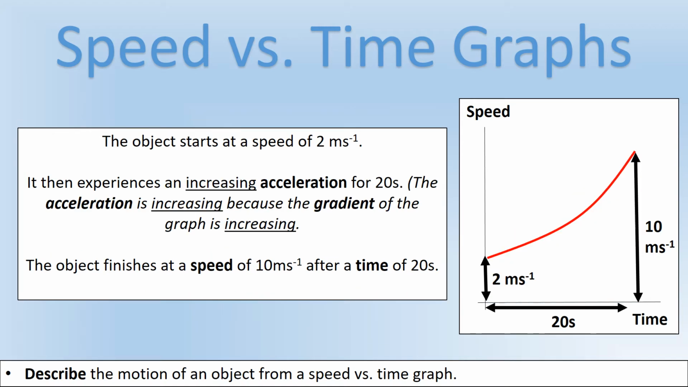The last one we're going to describe is this graph here, which is not a straight line. So it's about as complicated as it's going to get. We can see it starts at a speed of 2 meters per second. And we can see it is accelerating because the speed is increasing. But the acceleration is actually increasing over time because we can see the gradient of the graph is increasing over time. And we end up after 20 seconds with a speed of 10 meters per second there.